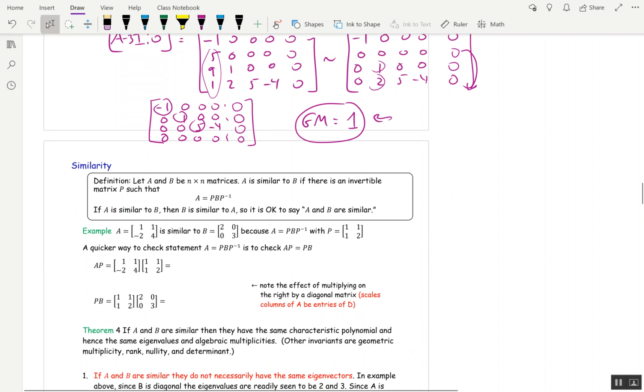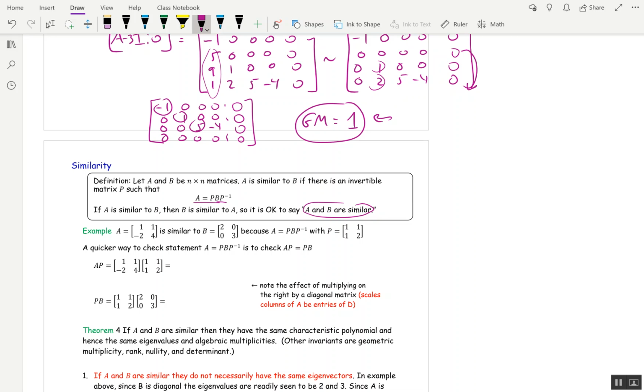Similarity. Here's the definition. If A and B are square matrices, A is similar to B if there's an invertible P such that A is PBP inverse. The way I remember the order is I think like a cop show, you put out an APB on someone. So it's APB and then P inverse. But the good thing is similarity is like marriage. If I'm married to my husband, he is married to me. So if A is similar to B, then B is similar to A, and you can just say A and B are similar.